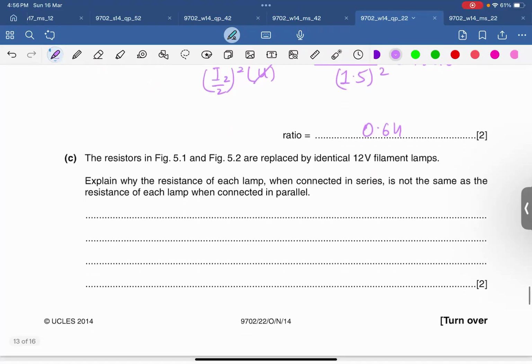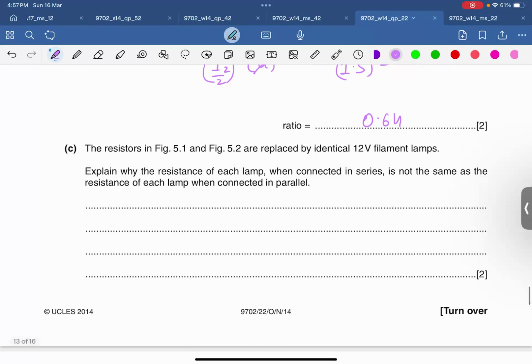Okay, let's move on. Imad? Resistors in figure 5.1 and 5.2 are replaced by identical 12-volt lamps. Explain why the resistance of each lamp when connected in series is not the same as the resistance of each lamp when parallel. What is the characteristic of a filament lamp? Will its resistance be constant as the current flows through it?